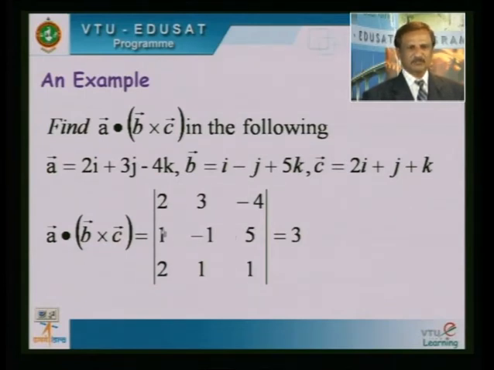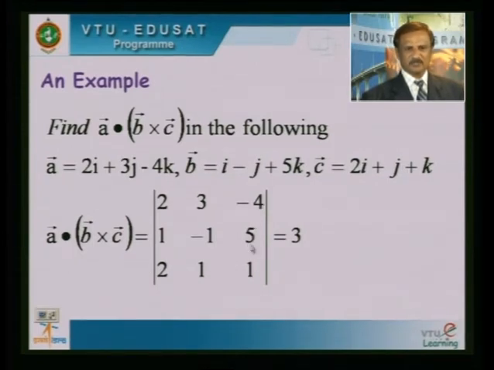So, 2 into, you can ignore the first column and first row, minus 1 into 1 is 1, so 1 into 5 is 5, is it clear? Similarly, minus 3 into, you can ignore the middle column and first row, 1 into 1, 2 into 5, plus of minus 4 into, you can ignore the last column and first row, is it clear? So, 1 into 1 minus of minus 2 into minus 1. Simplify, I hope you will get 3, is it clear? So, that is the value of A dot B cross C.